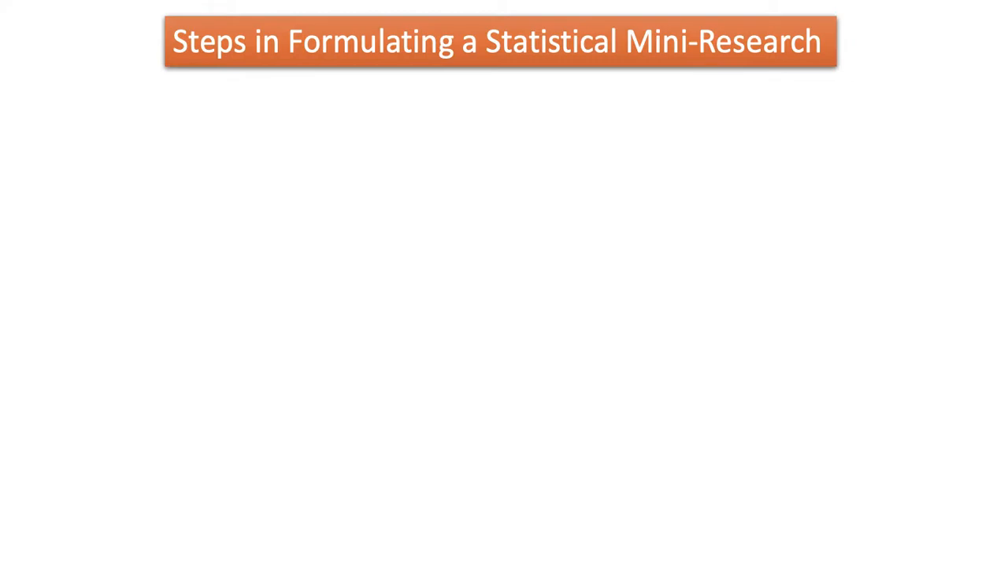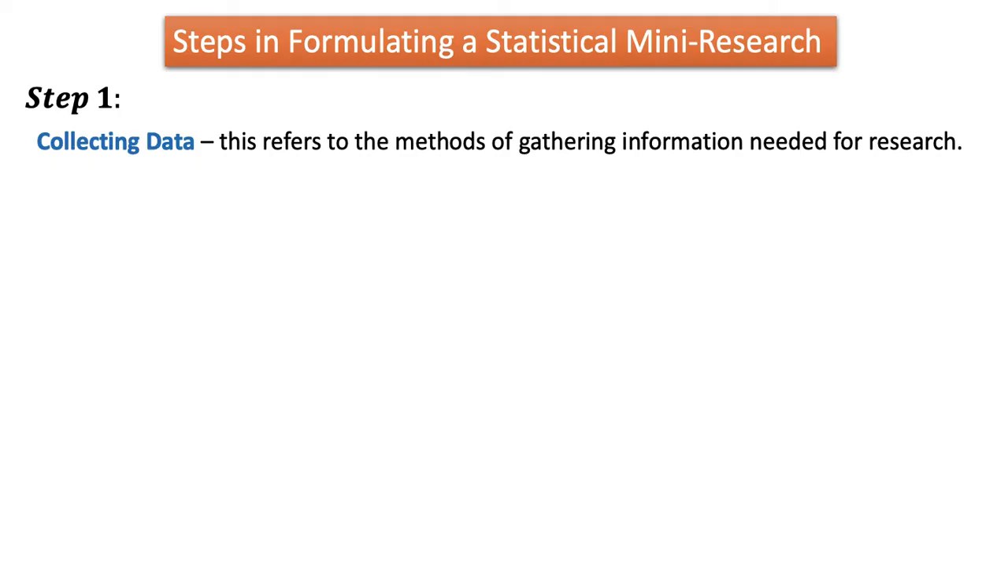Steps in formulating a statistical mini-research. Step 1. Collecting data. This refers to the methods of gathering information needed for research. In conducting a research, our initial step is to gather data because we want our research to be result-based. So this can be done through survey, interview, or observation.